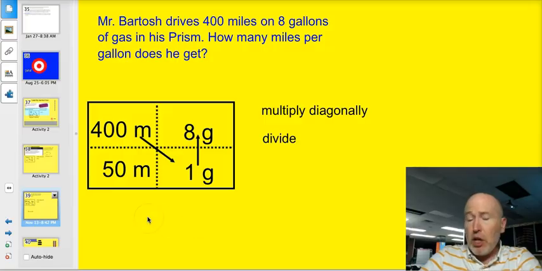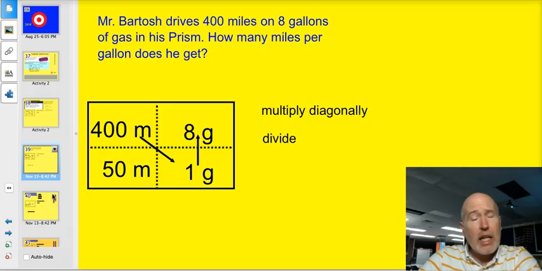50 miles. Check our cross products to see if it's right. 50 miles times 8 is 400. 400 times 1 is 400. What a beautiful situation, huh? I like the box. It helps us figure out unit rate very efficiently, and it helps us organize our work. Notice how I've stacked the labels too. Miles and miles, gallons and gallons. You have to stack the ratios, and you have to make sure that your labels are lined up too.